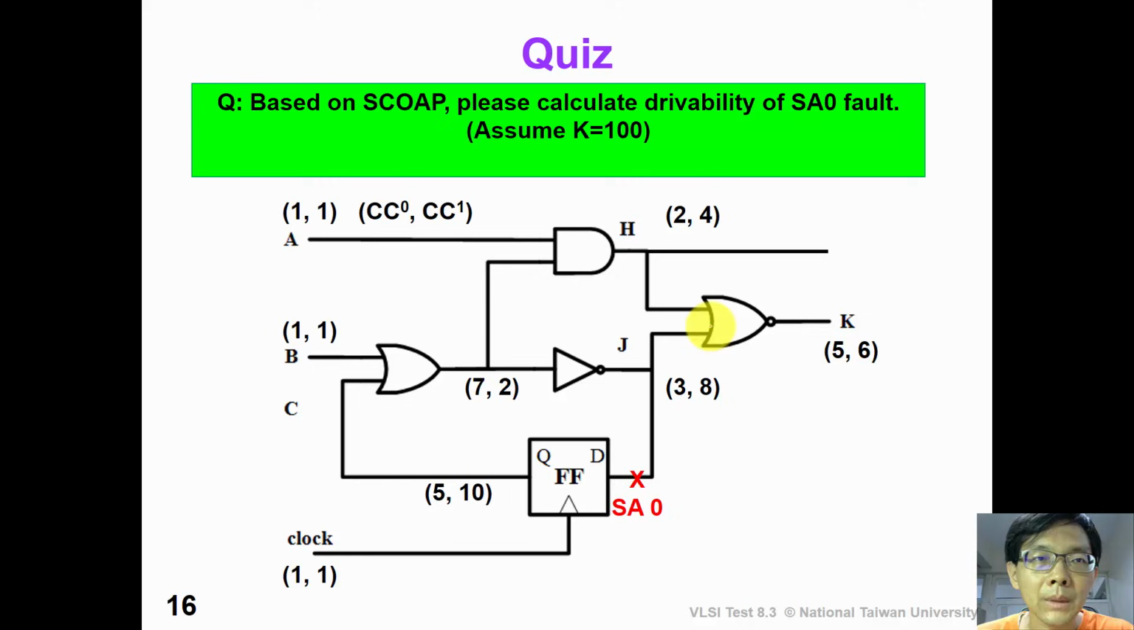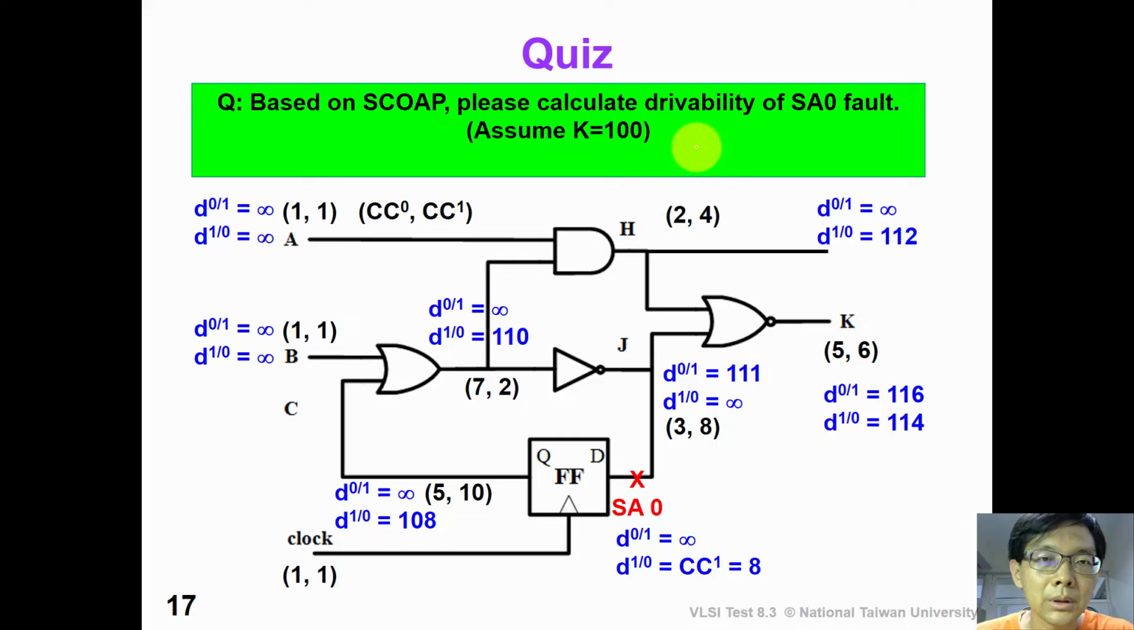Now it's time for you to work on a quiz. Based on the given scope testability measure, now please calculate the drivability for this circuit. Assume that the constant K is 100. Now please pause the video and work on this quiz. Okay, have you finished? Now let's see the answer.